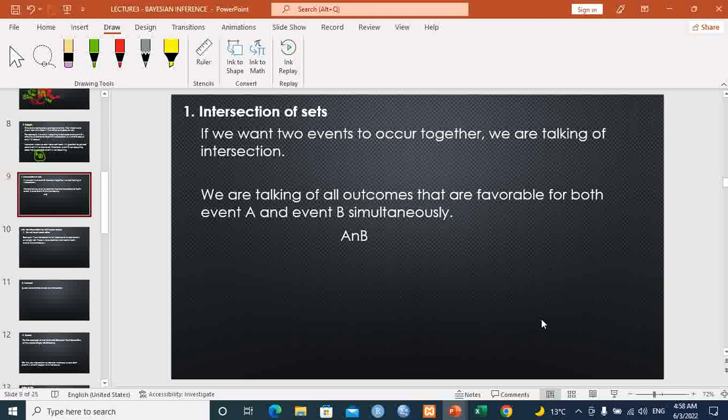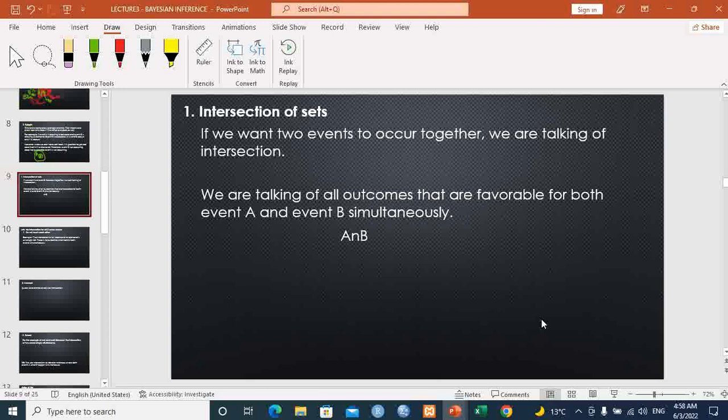When the sets do not touch each other, what is the likelihood of them happening together? When the sets touch each other, what is the likelihood of them happening together? Then if a set is a subset of another set, what is the likelihood of happening together? As we grow from sets to events to probability, we are going to be talking of the likelihood of them happening together.